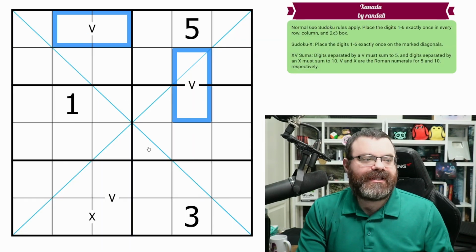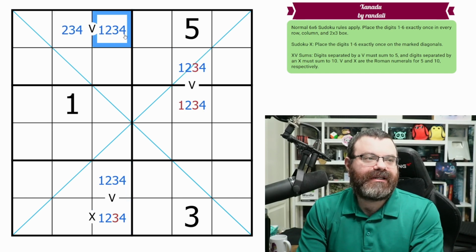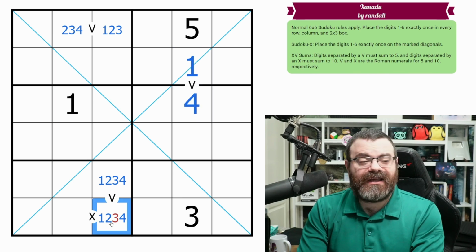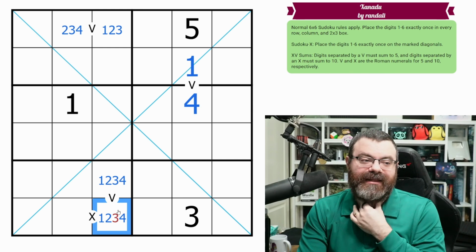Okay, so every single V is from 1, 2, 3, 4. Because it's either going to be 1, 4 or 2, 3. Now, this can't be 1, 4 that way. This can't be 1, 4, and this can't be 3, 2, and this can't be 3, 2. So this ends up being 1, 4 only. Now this cell here is on a sum to 10. Now the only way in a 6x6 to sum to 10 is 4, 6.